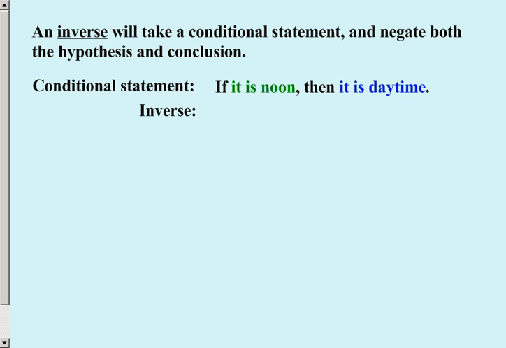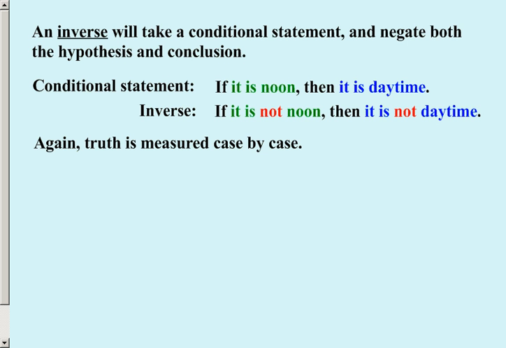So what is the opposite statement of it is noon? To counteract that statement, we would simply say if it is not noon. Again, not trying to change times, not trying to get cutesy or creative, just trying to reverse the meaning here. And that would leave us with the conclusion, instead of it is daytime, it is not daytime. So that would be an inverse: if it is not noon, then it is not daytime.